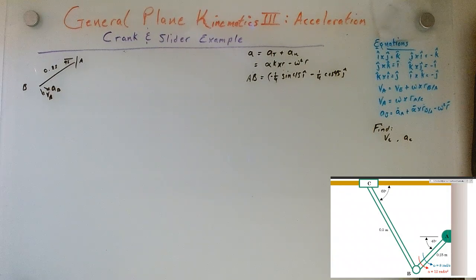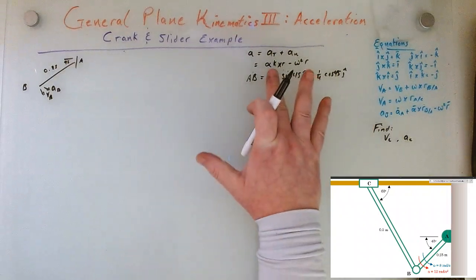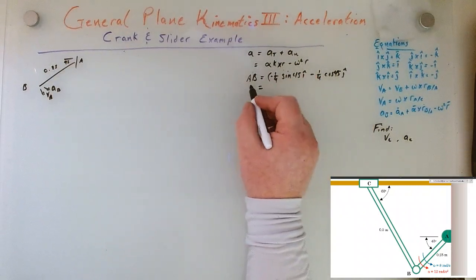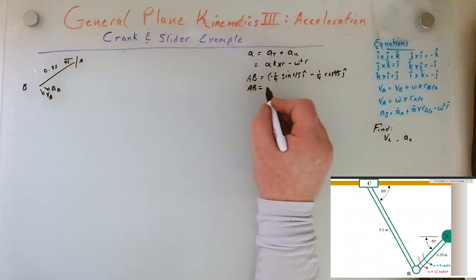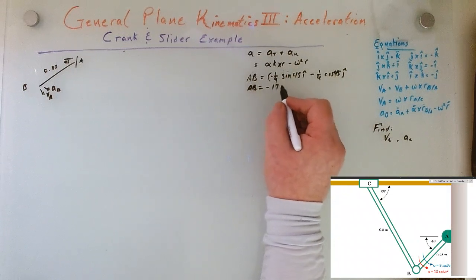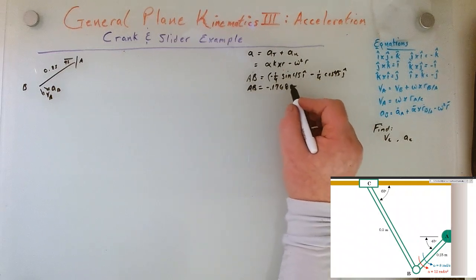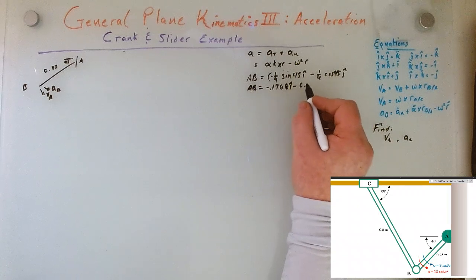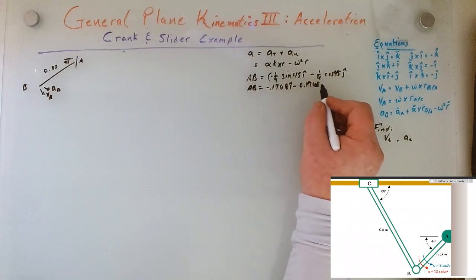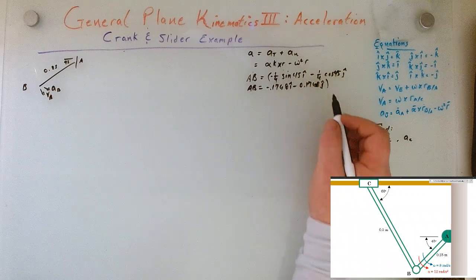Let me calculate those real quick because I think it'll save a bit of writing. So 0.25 sine of 45, what's that give us? That gives us 0.1768. So AB equals minus 0.1768 i minus 0.1768 j.